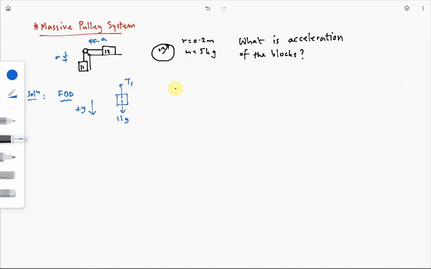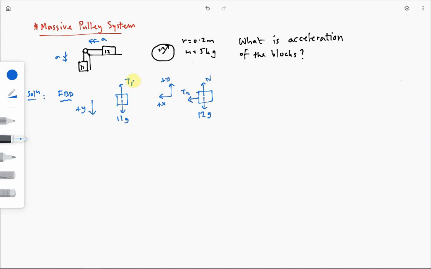For the box on the table, we choose positive x in the direction of the acceleration and positive y as normal up, and the free body diagram looks like this. It will have a weight of 12 times g and a normal force because it is in contact with the table, and the rope will pull on it with a tension force T2.